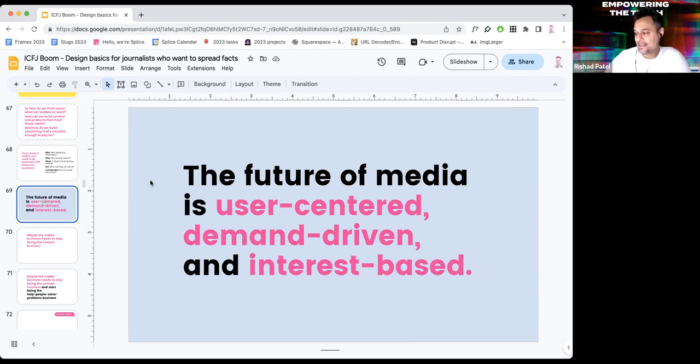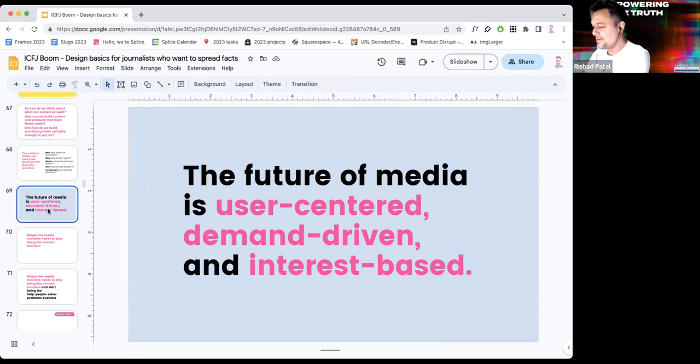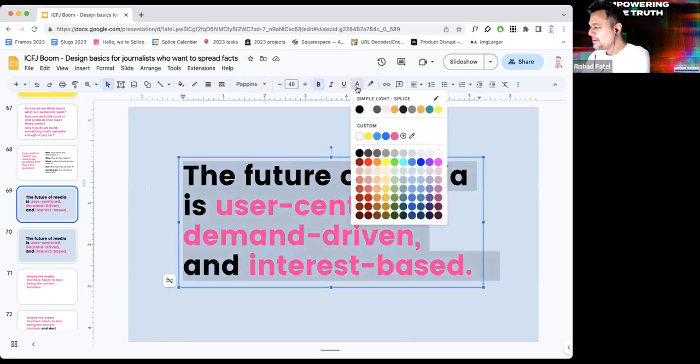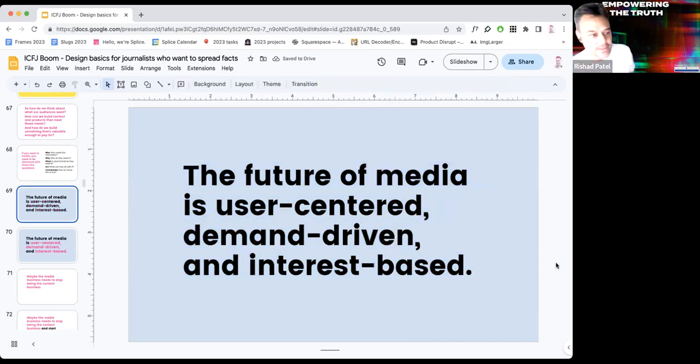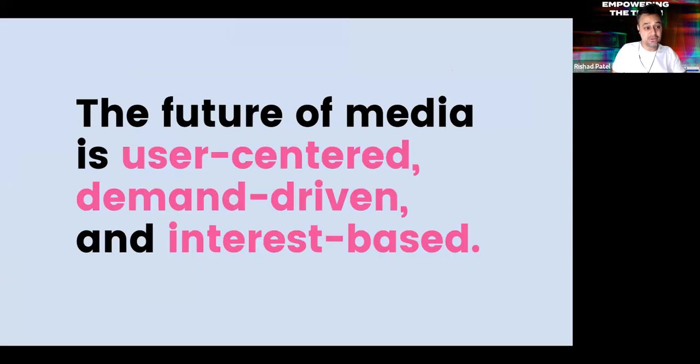If I highlight this text in this color, it means I want you to look at it. And I want you to say, there's something going on here. There's a huge difference in these slides, right? Like, what if I did this? Let's do a little demo right here. What if I did that? And I said, hey, the future of design, future of media is user-centered. Let's throw it up full screen. It's user-centered. It's demand-driven and it's interest-based, but what if I then do this? Does color play a role? Maybe it does. Maybe there's a reason we highlight stuff, or underline stuff, or change the color.